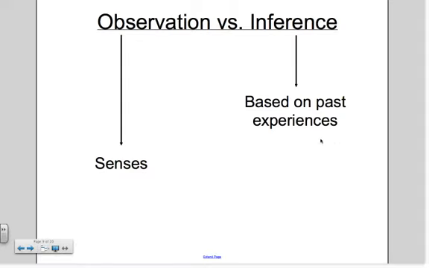Based on your past experience, something that's yellow, something that smells like cheese and looks like cheese, yes, is cheese. But that would be an inference. You don't know that for sure. There's other things out there that smell like cheese and look like cheese.